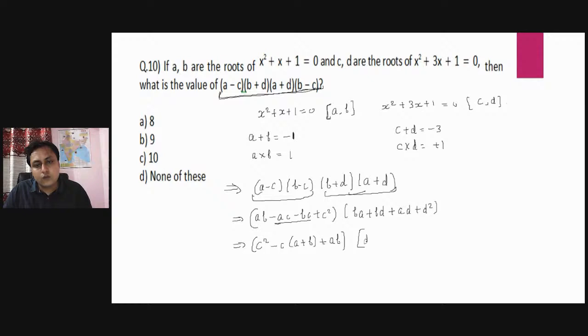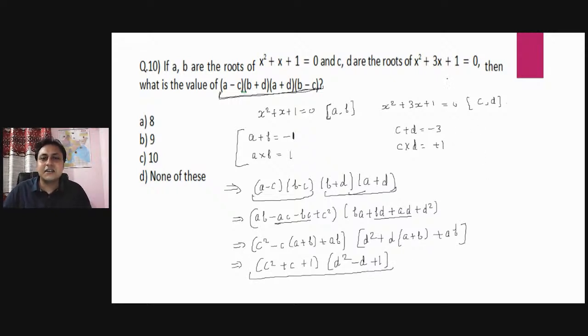Similarly, this is d square, take d common from these two terms, that comes out to be d into a plus b, and we know the value of a plus b, right? Plus a into b, got it? Put the values of a plus b and a into b in this one. So we'll get c square, a plus b is minus 1, minus 1 into minus c, that should be plus c, a into b is 1. So that should be d square, and a plus b is minus 1, minus d, plus ab, a into b is 1, plus 1, right? Now you have to find the value of this one.